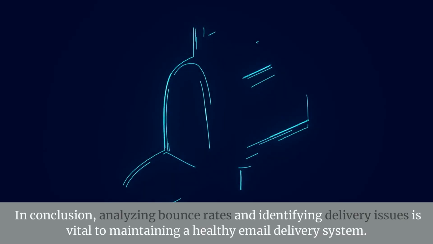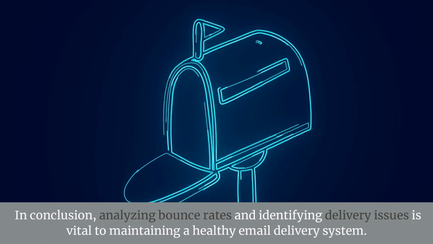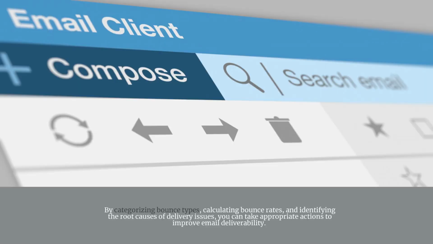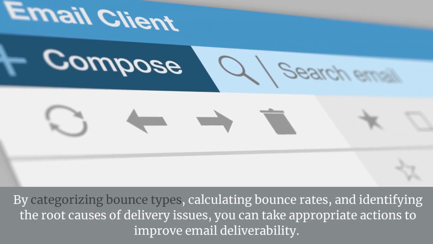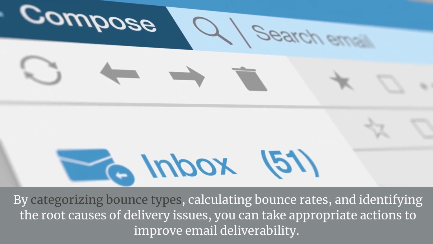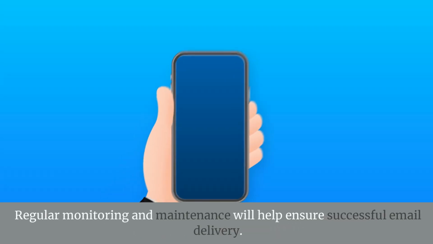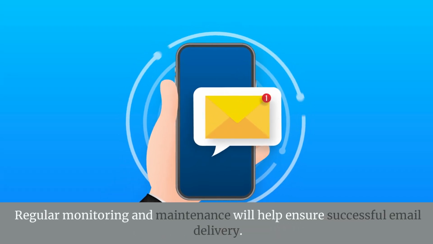In conclusion, analyzing bounce rates and identifying delivery issues is vital to maintaining a healthy email delivery system. By categorizing bounce types, calculating bounce rates, and identifying the root causes of delivery issues, you can take appropriate actions to improve email deliverability. Regular monitoring and maintenance will help ensure successful email delivery.